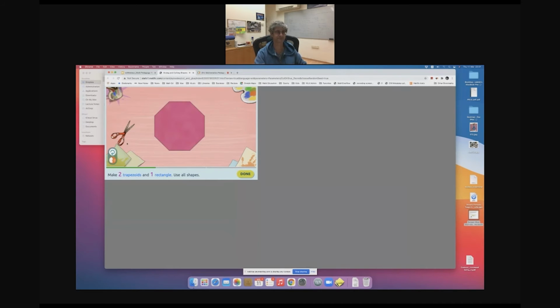Make 2 trapezoids and 1 rectangle. Use all shapes. Okay, let me skip quickly to the third question. But again, the child actually has to make trapezoids and not just identify them, right? Remember, I'm right now talking about active learning.